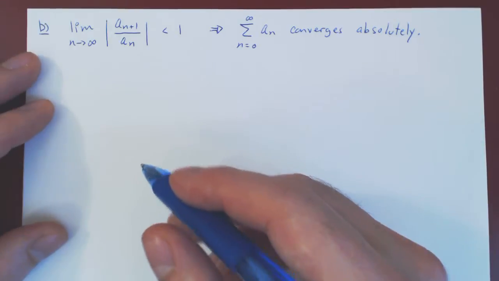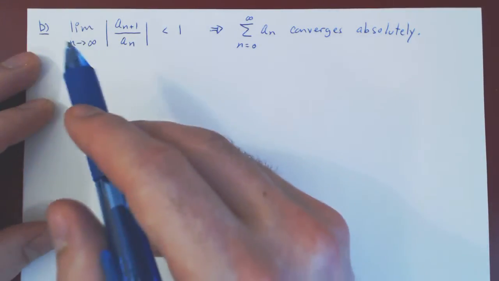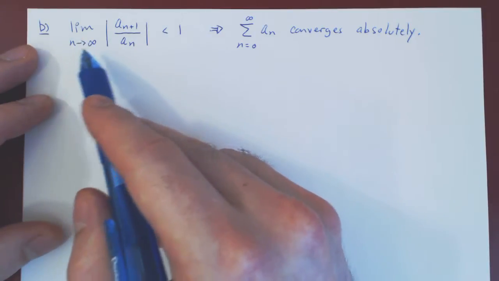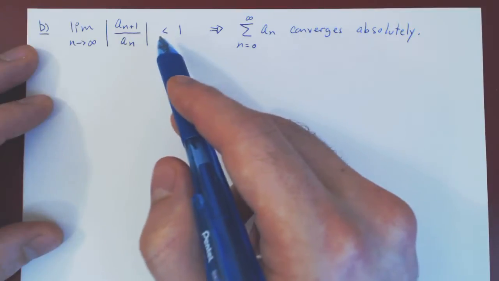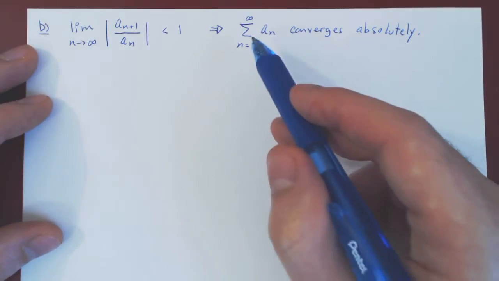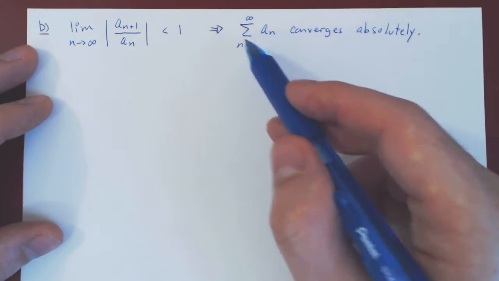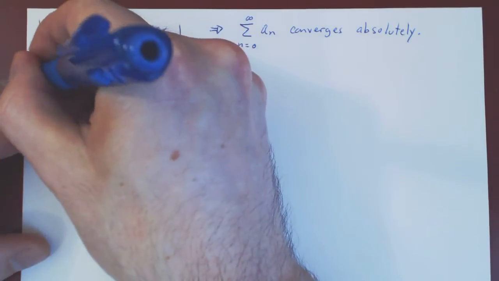Okay, so in this video, we will prove part B of the ratio test. And if you recall, part B states that if the limit as n tends to infinity of |a_{n+1}/a_n| is strictly less than 1, then the series converges absolutely. Hence the series converges, and the series of the terms in absolute value also converges. So let's prove this.